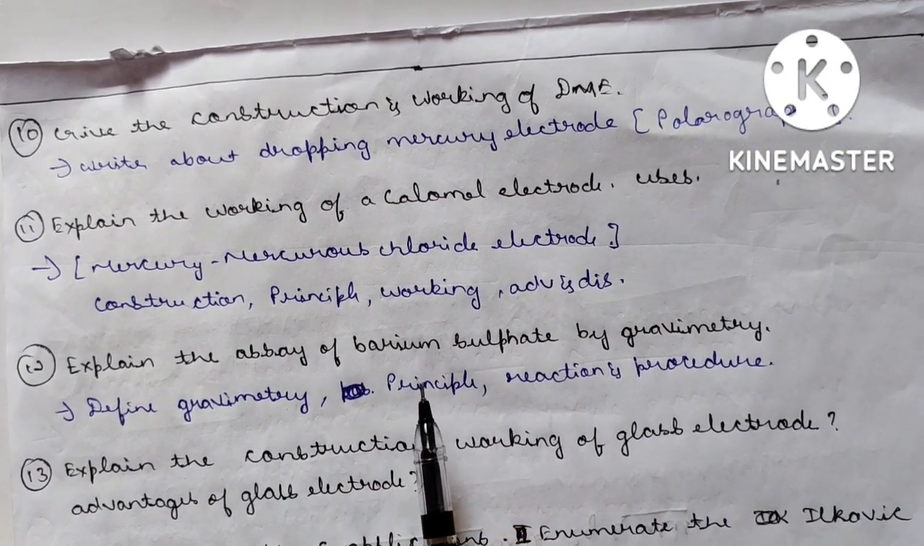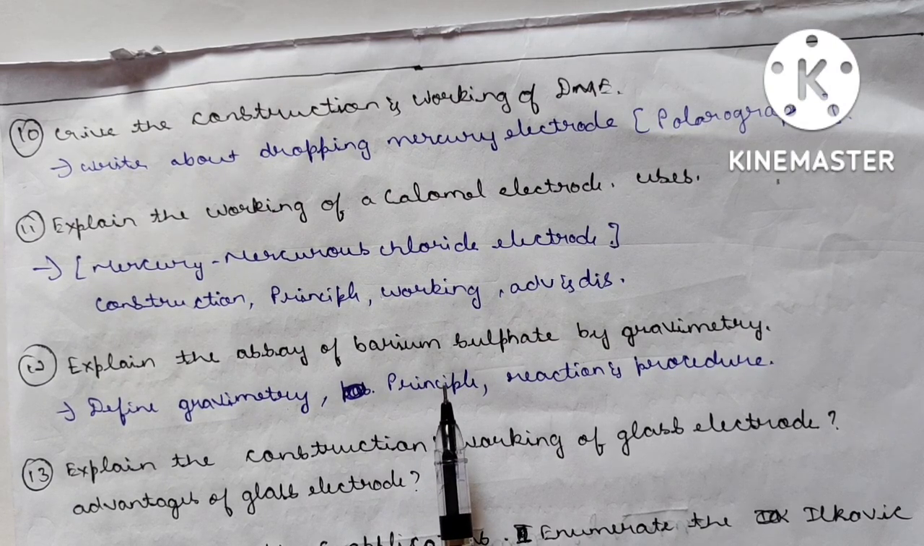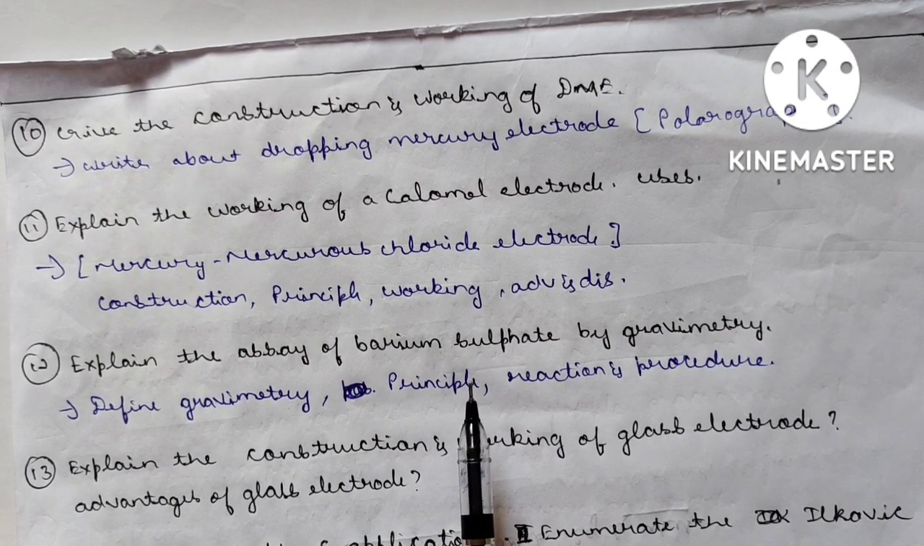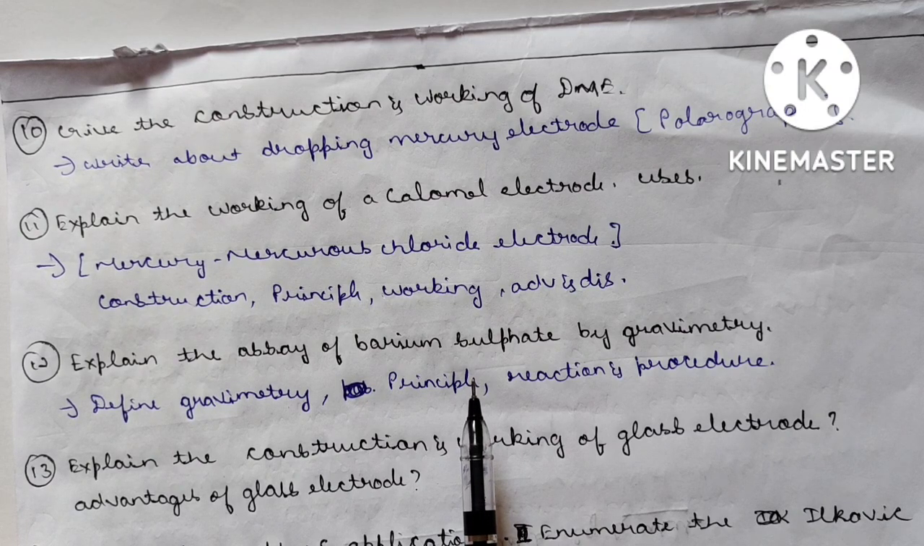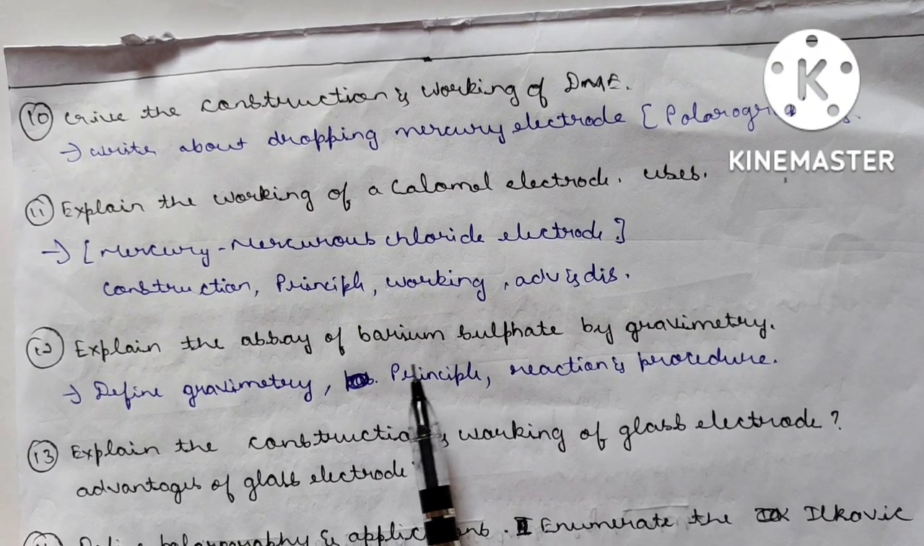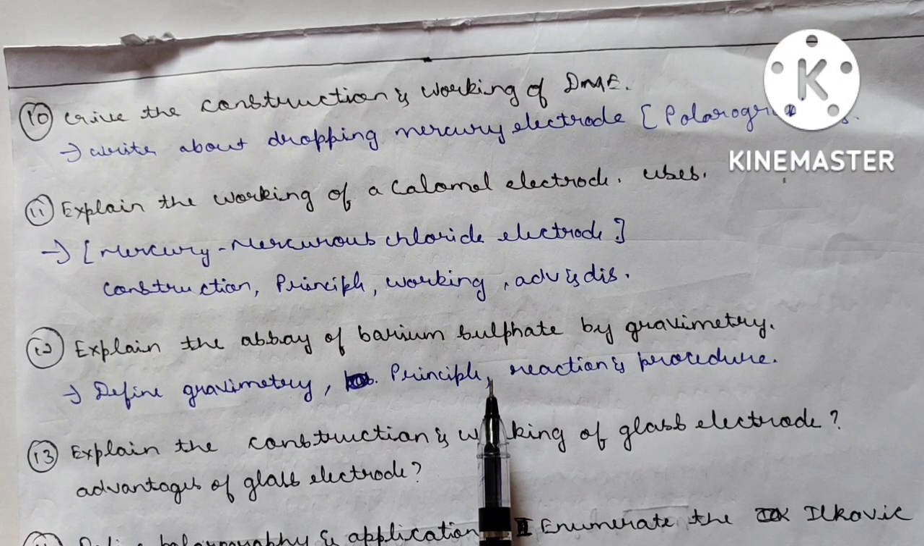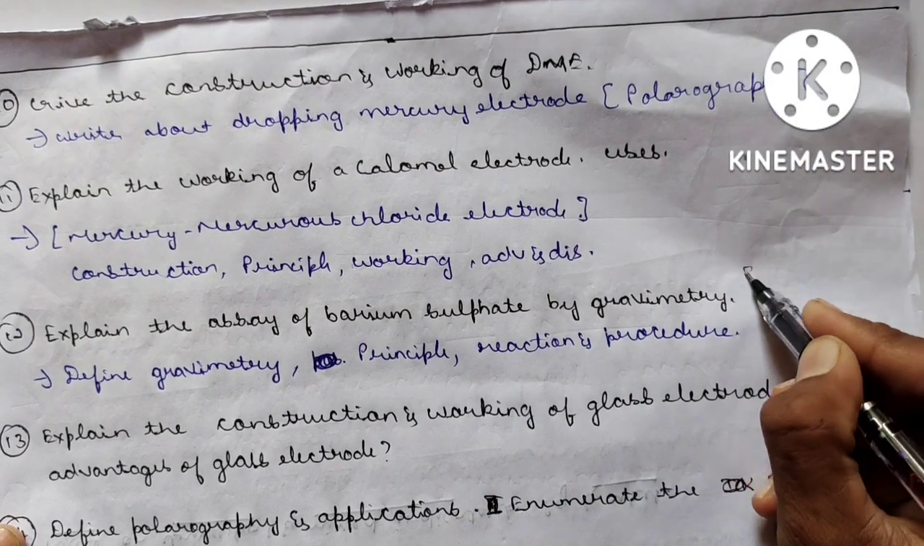Then explain the assay of barium sulfate by gravimetry. Very important one. If it tells you to write a note on gravimetry, then you write just the barium sulfate assay. Okay, some assay is there, procedure is there. You go through that procedure, and this question is asked every year for 5 marks.